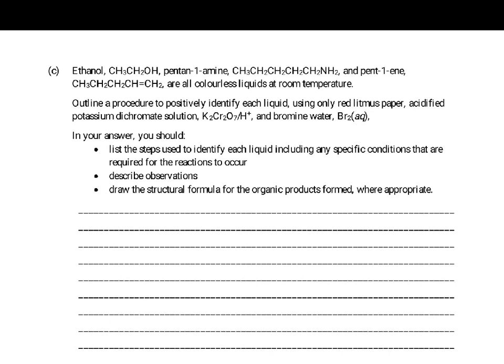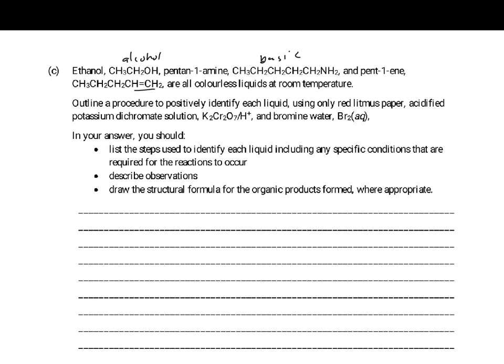Alright, identify the chemical question. So, you need to be able to identify what type of chemicals you have, and you need to understand certain properties of chemicals. So are they acidic, are they basic, are they soluble, etc. So ethanol, straight away you need to work out is an alcohol. Amine is an amine, which is basic, and pentene, which has a double bond.